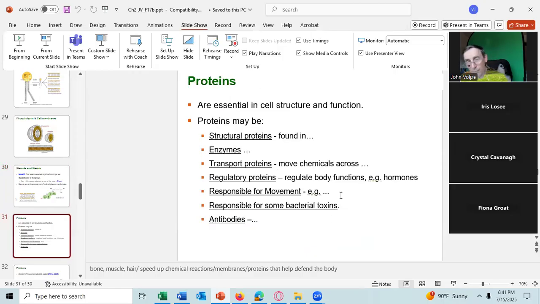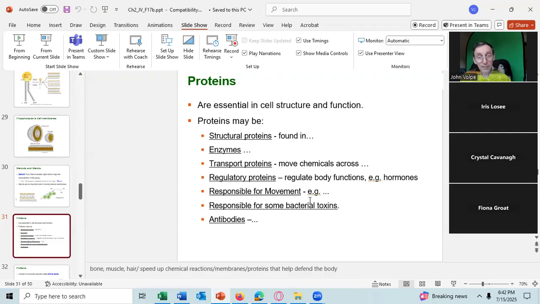All right, let's briefly talk about proteins. Proteins are the third of the biological molecules. They are essential in cell structure and function. Proteins may be structural proteins found in bone, muscle, and hair. Proteins may be enzymes which speed up chemical reactions. Proteins can be transport proteins, which help move chemicals across the cell membrane. Proteins can be regulatory proteins, which regulate body functions, like a hormone. Like a child produces growth hormone, which helps the child grow.